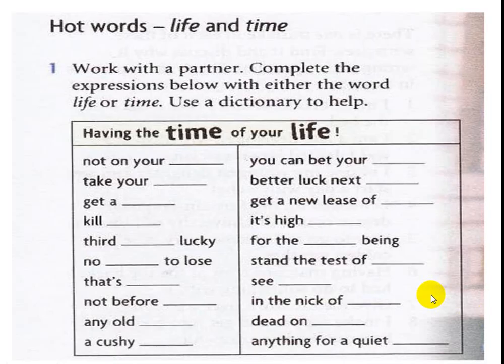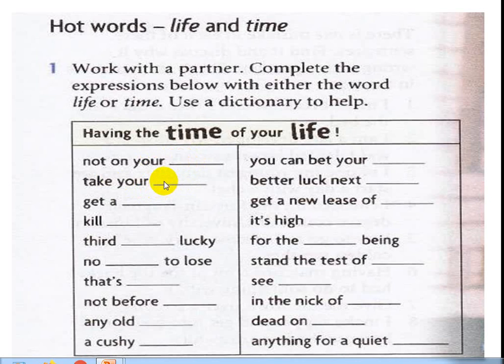Hot words: life and time. Complete the expressions below with either the word life or time. Having the time of your life. Not on your life means no chance. You have no chance. Take your time. So the first one is life and the second one is time. Take your time means no need to hurry.